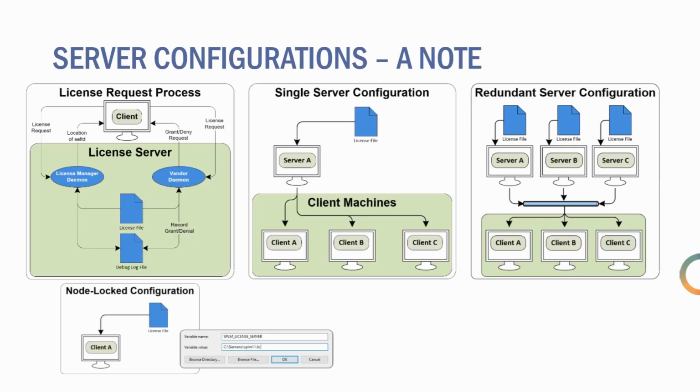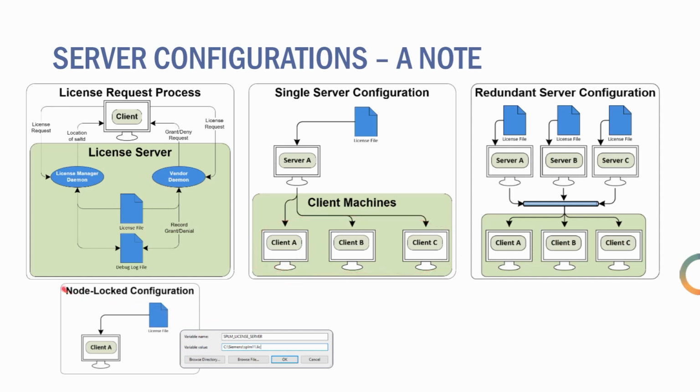This is just a note about server configurations. In the upper left here, we've got the license request process. The client requests a license. The vendor daemon reads the license file and grants or denies the request. A single server configuration is by far the most common one I've run into, where you have a single server, a single license file, and that serves out to your client machines.